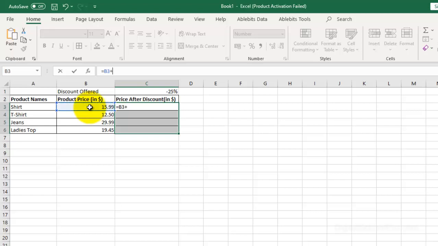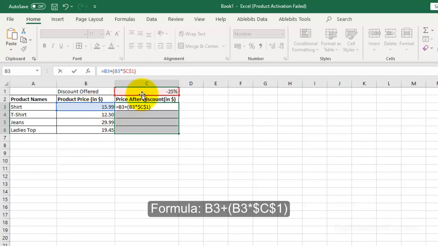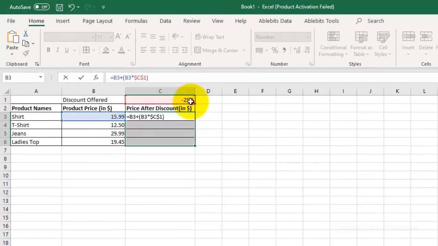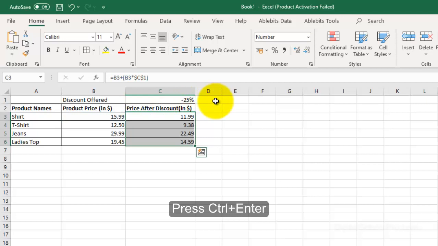and then give a plus and then start your bracket, then select the B3 cell again and it is going to be multiplied by dollar C dollar 1. So dollar C dollar 1 is the cell where we have written the amount of discount given, that is minus 25%. Okay, then give control enter.